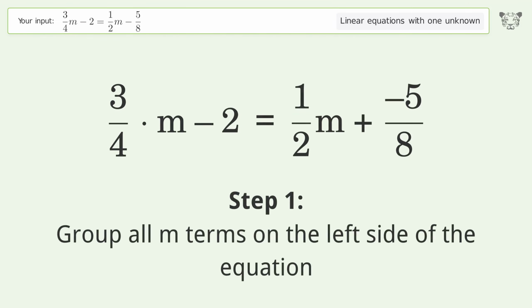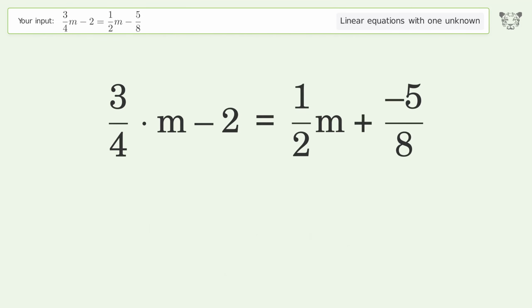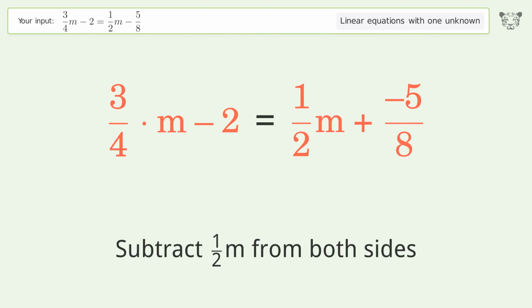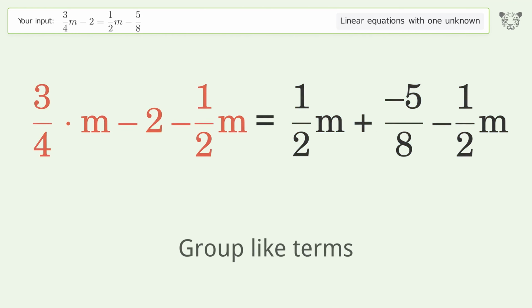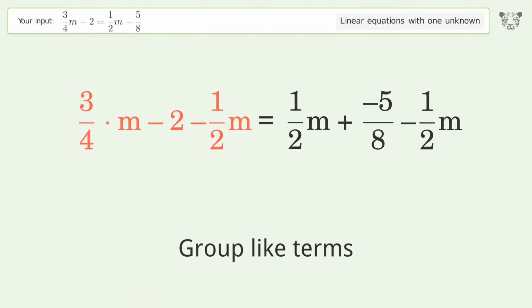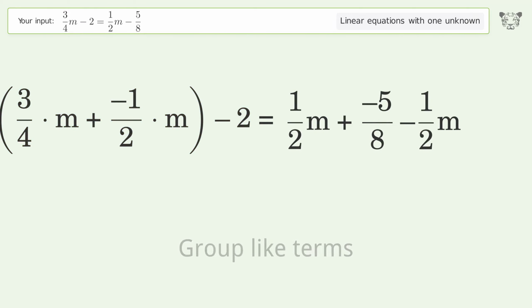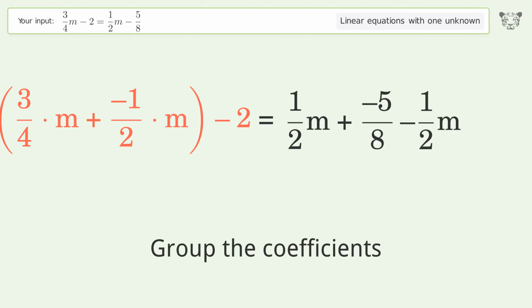Group all m terms on the left side of the equation. Subtract 1/2m from both sides. Group like terms. Group the coefficients.